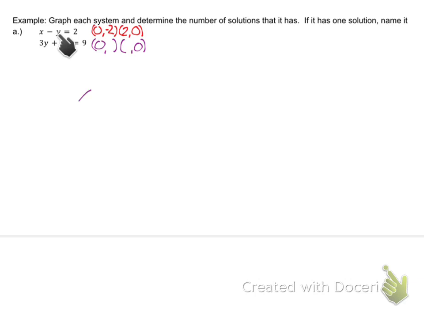What's y? It's 3. Put a 0 in for y. When does 2x equal 9? 4.5. And so now we can graph.